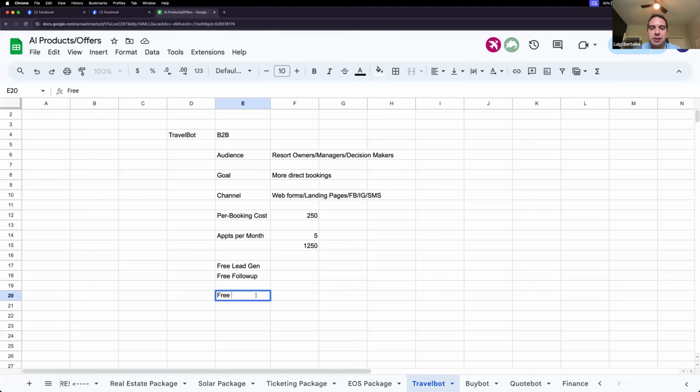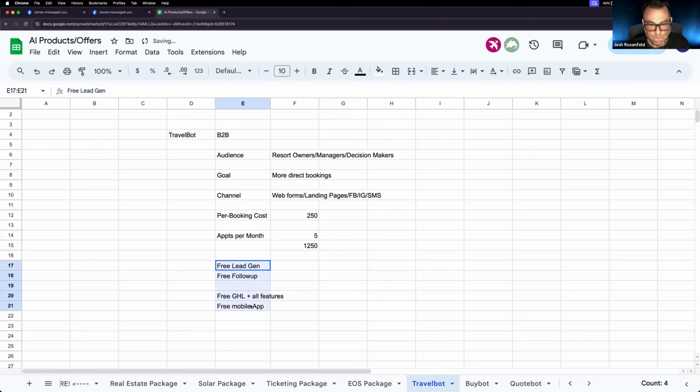So the social planner, the free plan, just Go High Level plus all features. You could turn off the features, and the next one has a few more features. If they're paying you a lot of money, I just turn all the features on, honestly, because they're paying for it and it excites them and they think it does a lot of stuff. Free GHL with all features, free app, free mobile app. Look at all the free stuff you're going to give them here.